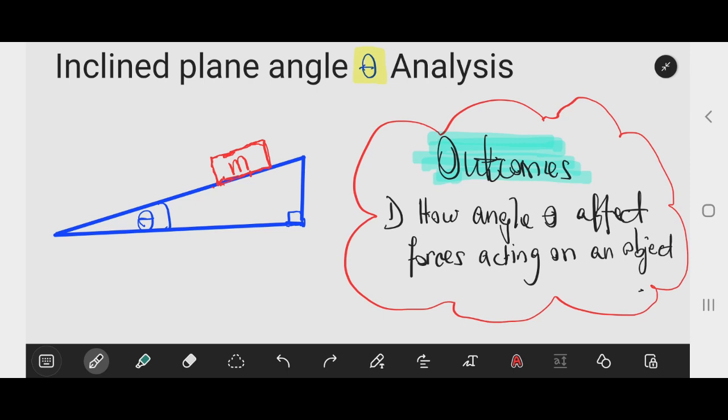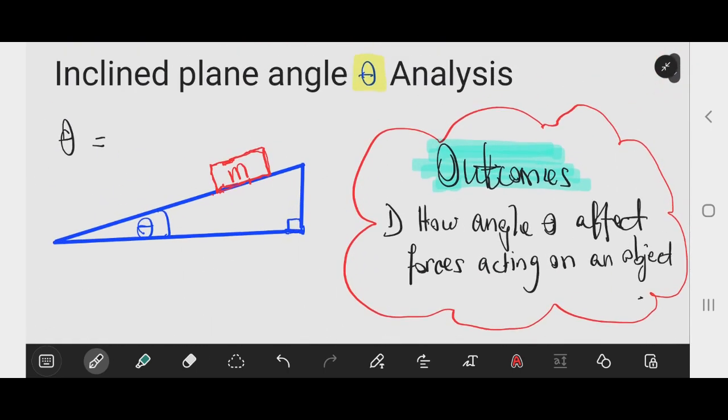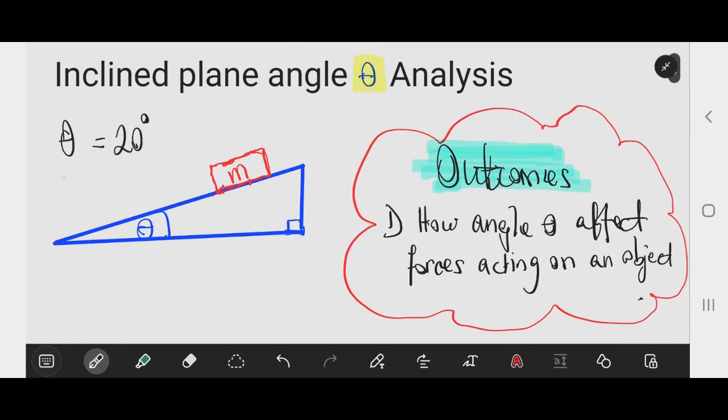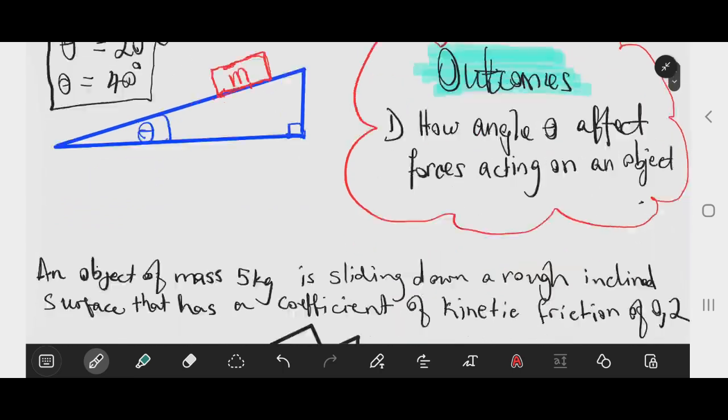I will explain this concept using two examples whereby we are changing the variable theta. For the first example, I'll be using theta as 20 degrees. And for the second example, I'll be using theta as 40 degrees. And we will be checking the effect of this angle theta on the forces that are acting on that object. So let us go to example number one, which is angle theta of 20 degrees.